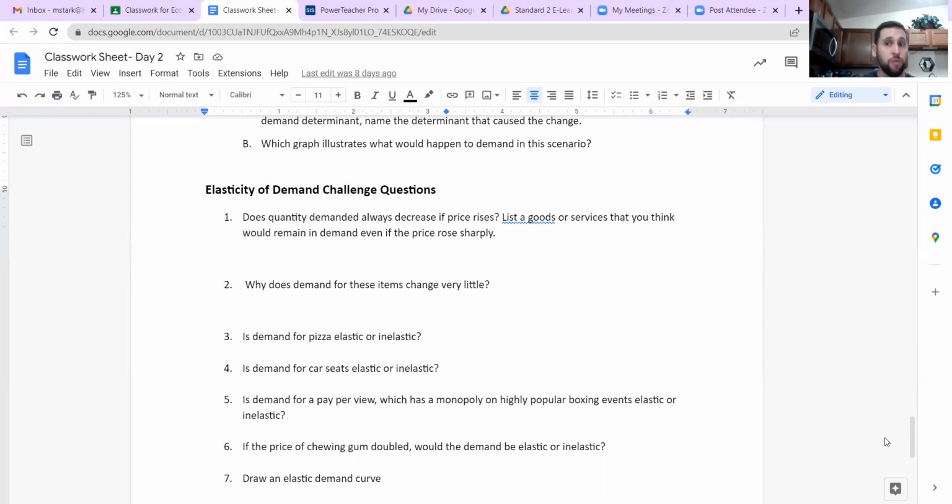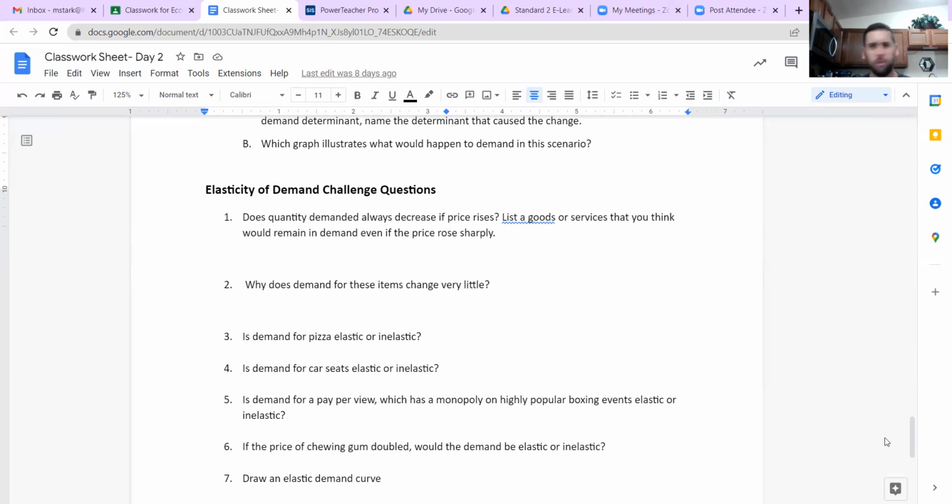Child car seats that you need to be able to drive with a child in a car, that would be inelastic. Those are necessities. And there's also not really a substitute for them either. If there was a substitute, it would be elastic. No substitutes, inelastic.